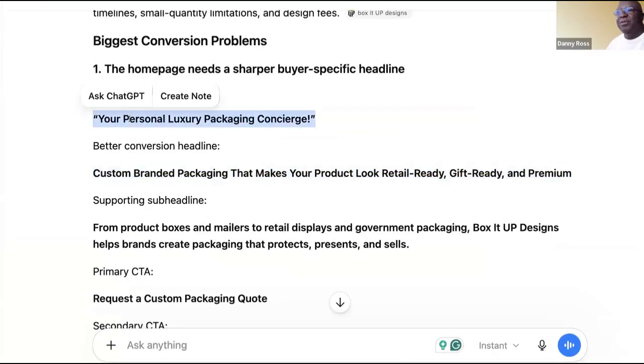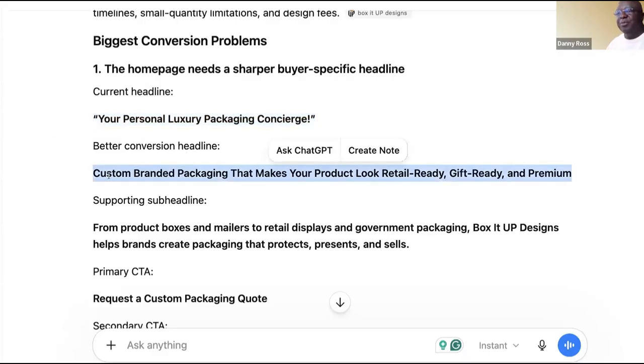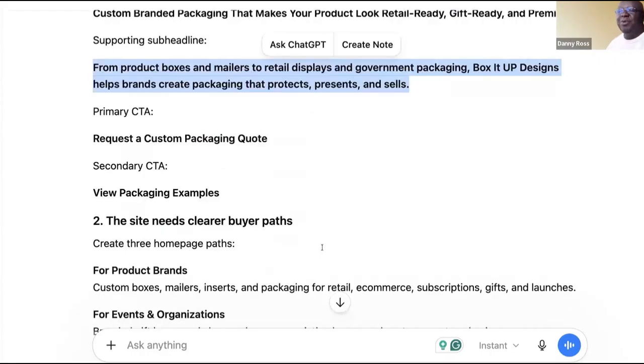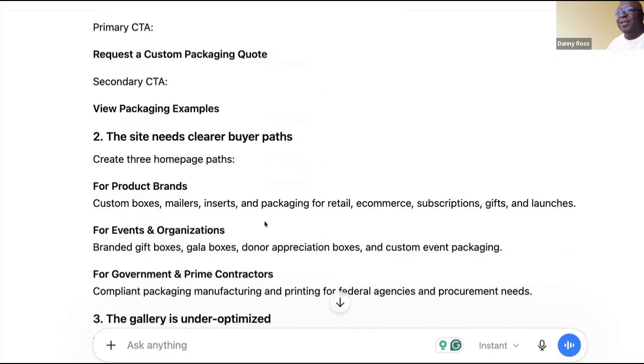Even though you have a really good brand promise, your subheadline should speak more to what's in it for your customer base. In other words, custom branded packaging makes your product look retail ready, gift ready, and premium. Or an additional supportive one: from product boxes and mailers to retail box designs, we help brands create packaging that protects, presents, and sells. It pulled all of that from just a couple of seconds. That's the kind of first level overview that you want, to make it even clearer what's in it for your customer base.